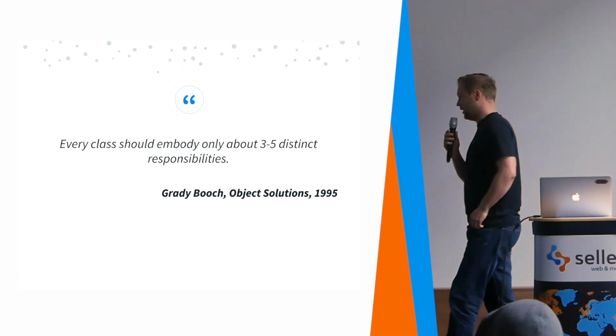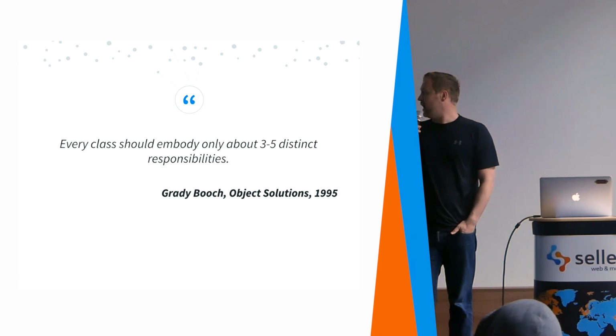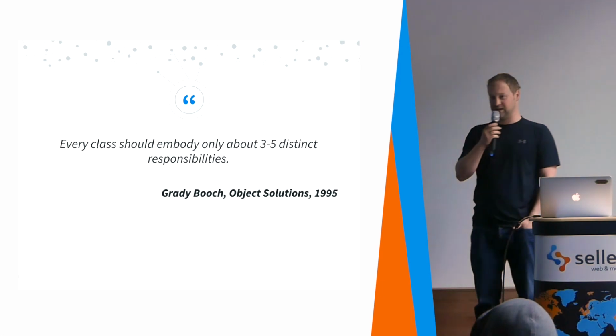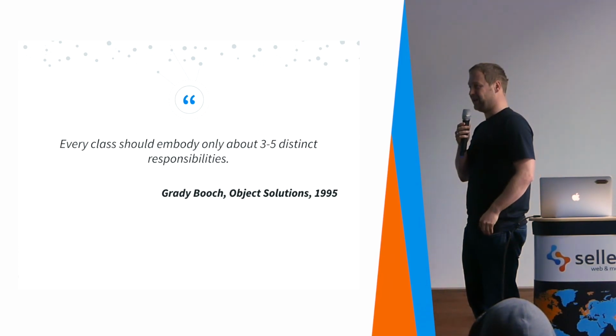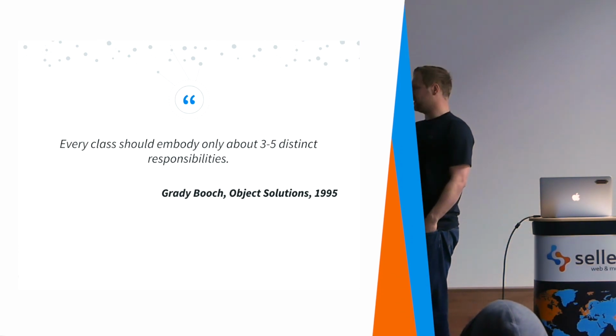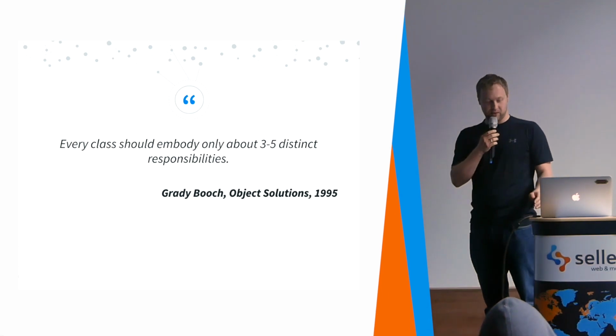However, Grady Booch, in the book called Object Solutions from 1995, made this statement: that every class should embody about 3 to 5 distinct responsibilities. So, well, obviously, this is not a statement behind the SRP, but still, there is some conflict here. So, is he right, or is SRP right?